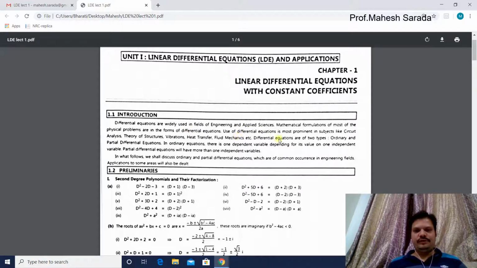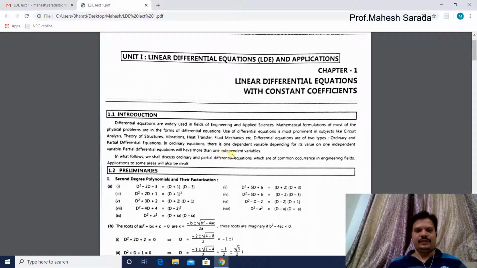So the use of differential equations is most prominently in subjects like circuit analysis, theory of structures, vibrations, heat transfer, fluid mechanics, etc. Differential equations are of two types: ordinary differential equations and partial differential equations. In ordinary differential equations, we have one or more than one dependent variables and only one independent variable. In partial differential equations, we have one or more than one dependent variables, and similarly, one or more than one independent variables.